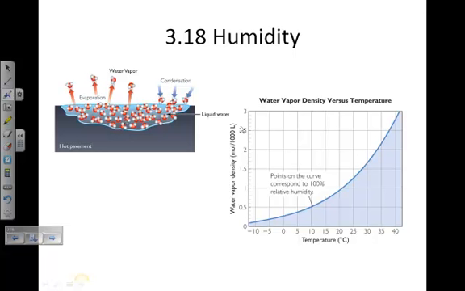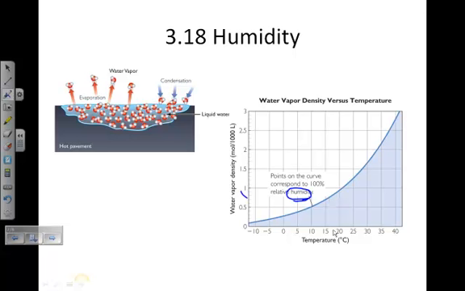So if you look at this graph right here, it's kind of interesting because you can actually measure that amount of water vapor in the air. We measure that in terms of a term we call humidity, or water vapor density. So the higher the temperature, the more water vapor the air has in it. And this curved line right here actually tells you the 100% humidity line.